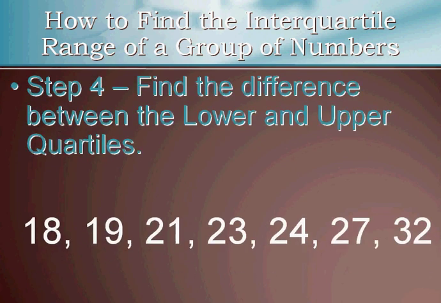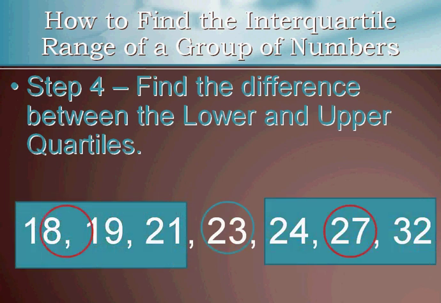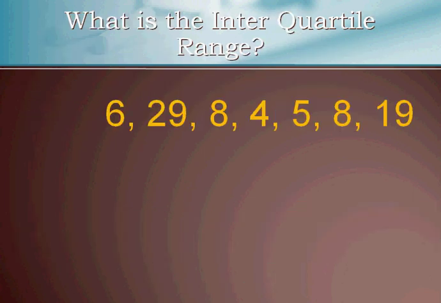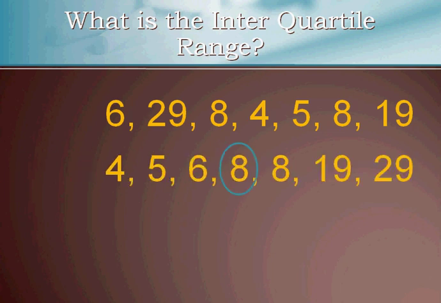The interquartile range. Put the numbers in order. Find the median. Find the upper and lower quartiles. And subtract. Interquartile range equals upper quartile minus lower quartile.